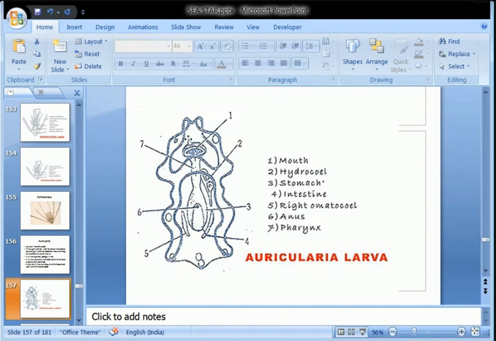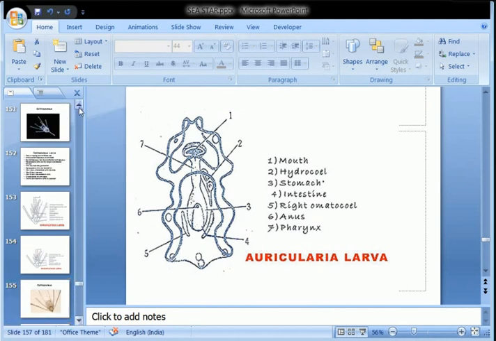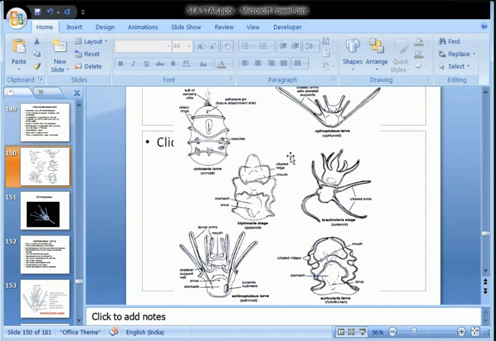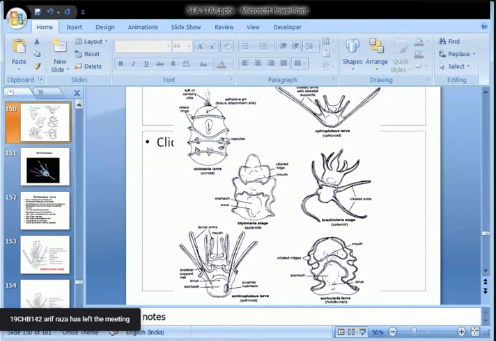The gut is centrally placed here. There is a larval mouth, larval anus, and these are the ciliated bands or lobes present. So in a way, if you compare it, it looks somewhat like which larva? Bipinnaria larva. So here you see this is the auricularia and this is the bipinnaria larva. They are somewhat similar, whereas Ophiopluteus and echinopluteus are somewhat similar here. Let's come back to this auricularia one.